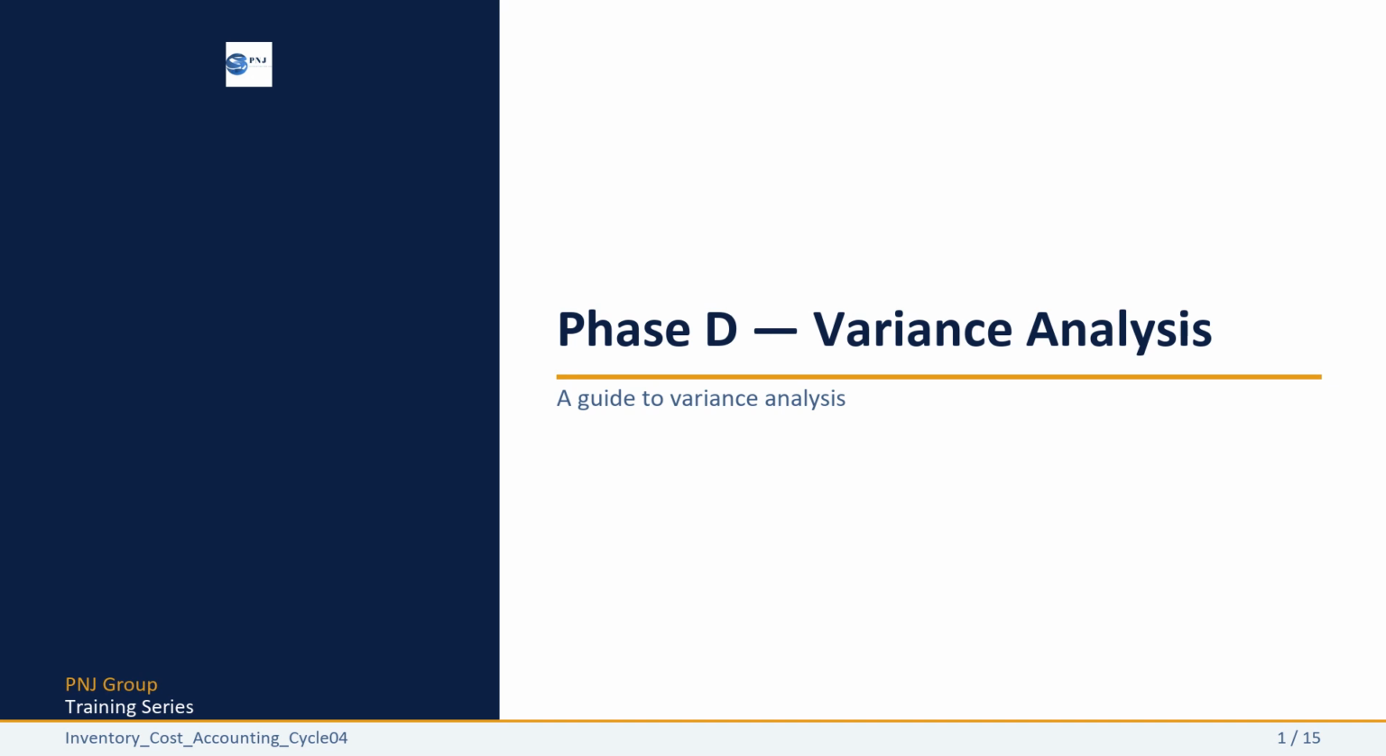Welcome. In Phase C, you watched actual costs pile up in work in process and flow into cost of goods manufactured. Now we ask the real question: were those costs reasonable? That is what variance analysis answers.